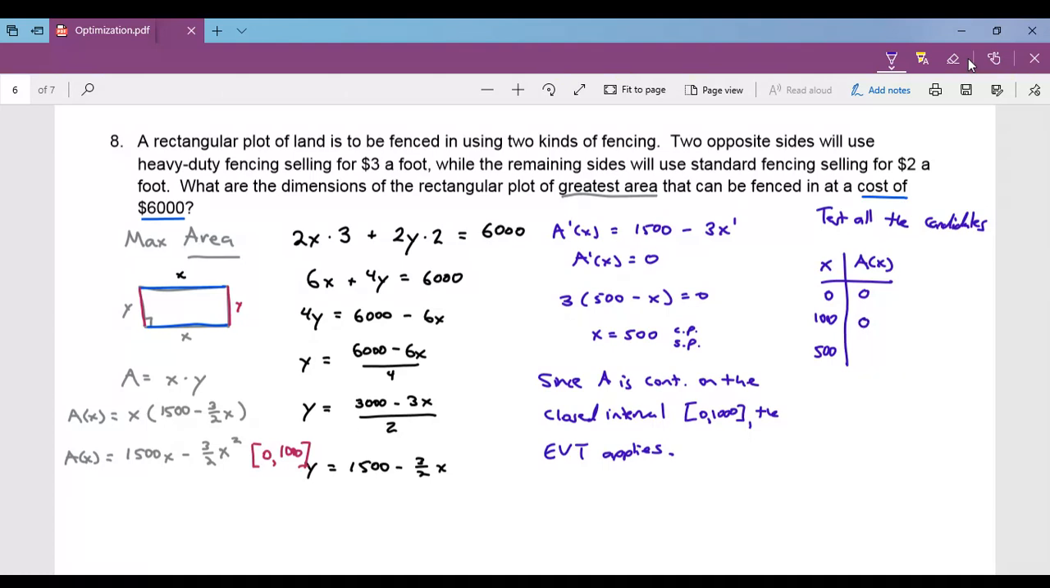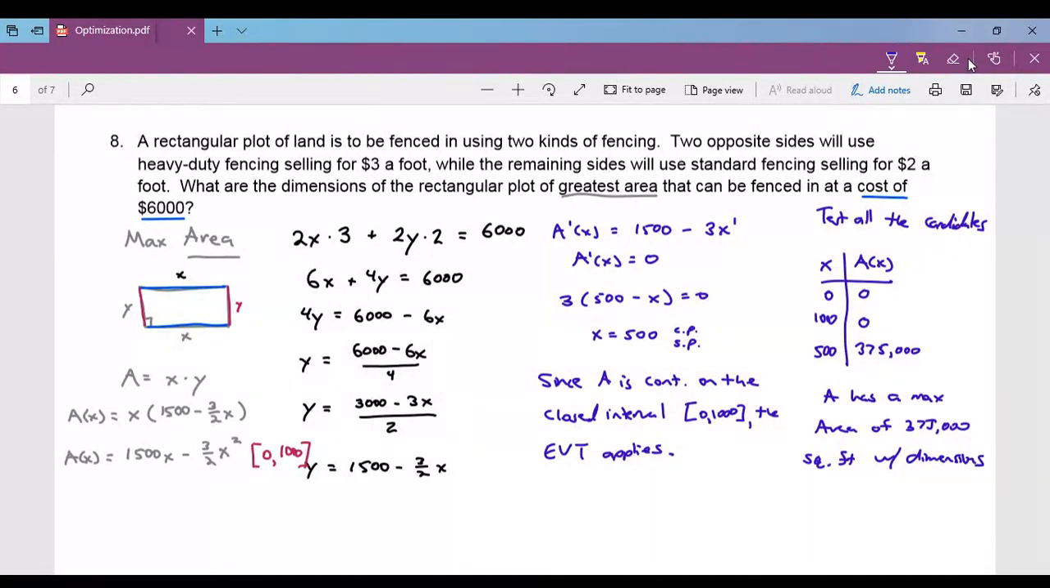And then at 500, we have to actually figure out what that is, right? So what do you got? You're going to chuck 500 in. You're going to get 500 times, we'll just chuck the calculator really quick, 1,500 minus 3 halves times 500. And we end up getting that. All right, so 375,000. So obviously that is your max because that's bigger than 0. Okay, so we'd say A has a max area of 375,000 square, what are we using here? Feet? Yep, square feet.